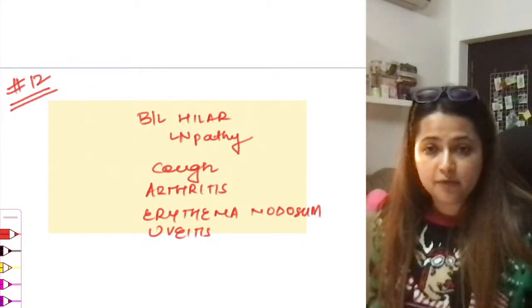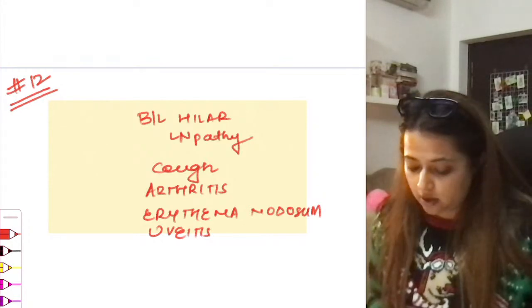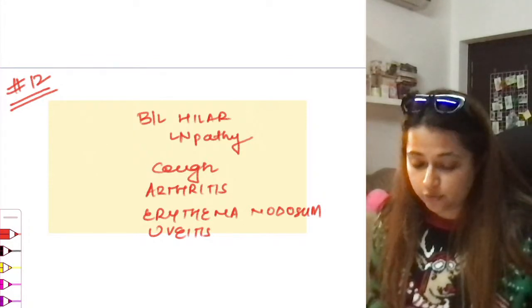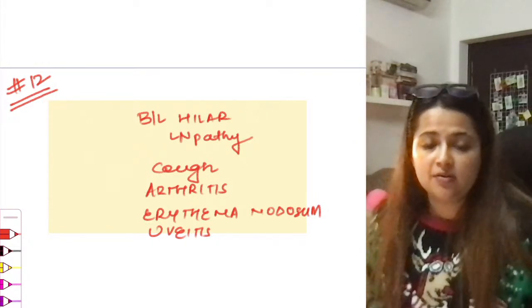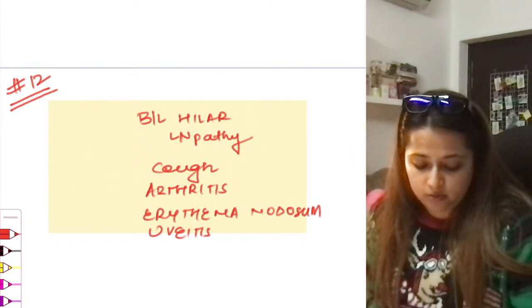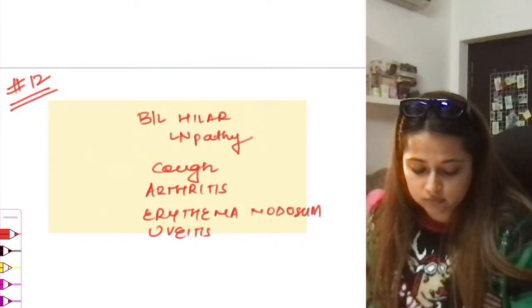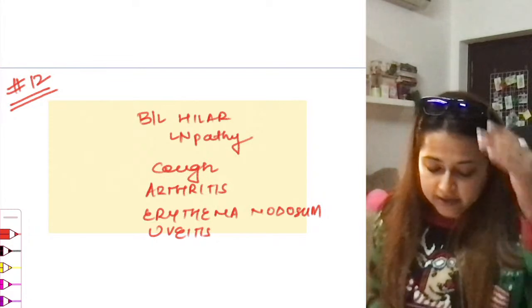So what if this history is given to you in the question? Bilateral hilar lymphadenopathy, then cough, arthritis, erythema nodosum, and uveitis. What is this pointing towards? Anyone? Yes. So Ramin gave the right answer.